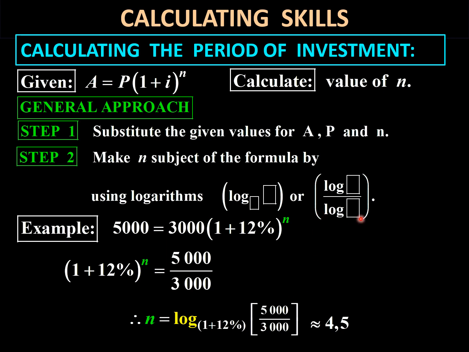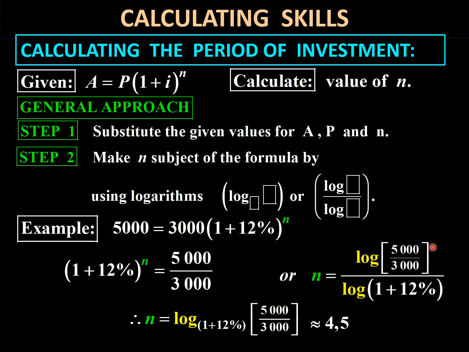We could also have done it like that. So we can say the logarithm of 5,000 over 3,000 divided by the logarithm of the base there. If you don't have that key, you can always do that, and it should give you exactly the same answer.